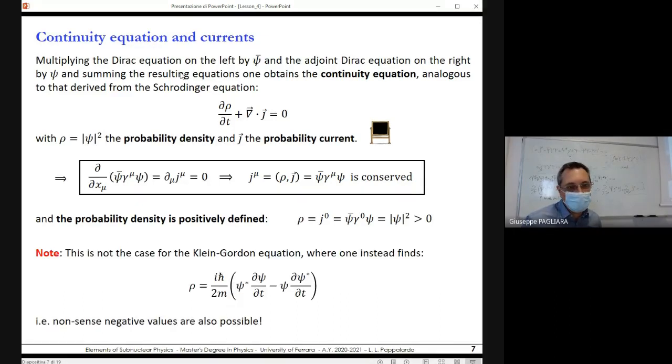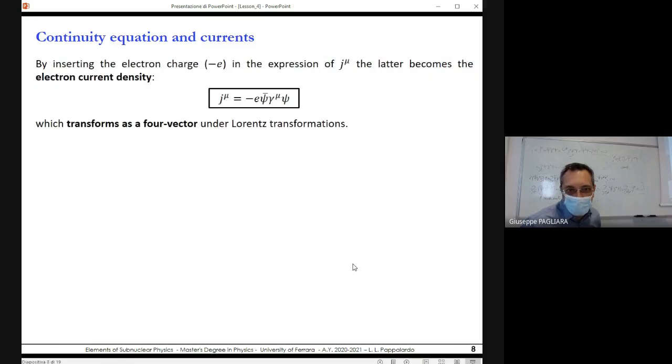Because if you now do a similar job on the Klein-Gordon equation, you end up with a probability density of this, with this expression here, where you do have a minus sign here. So this quantity can be positive, but can also be negative. And so nonsense negative values for the probability density are allowed by the Klein-Gordon equation, which is indeed a problem, which is now solved by Dirac. Okay? So the Dirac equation has not this problem.